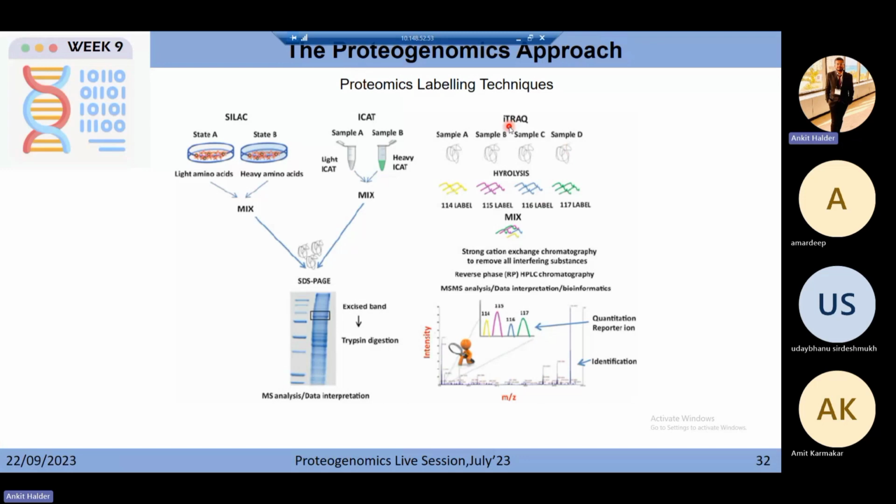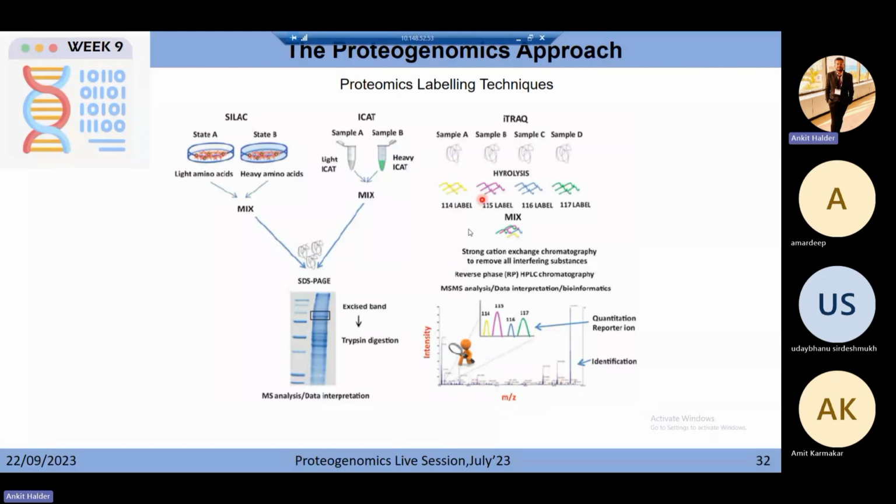So iTRAQ is isobaric tags for relative and absolute quantification, which is an in vitro labeling technology, along with TMT. If you go by the name, you can see that it is isobaric, because your m/z values match in the mass spectrometer. If the same amount of mass is added to each condition, to each peptide, then there will be no effect. So that's why sample A, sample B, sample C, sample D are your different conditions.